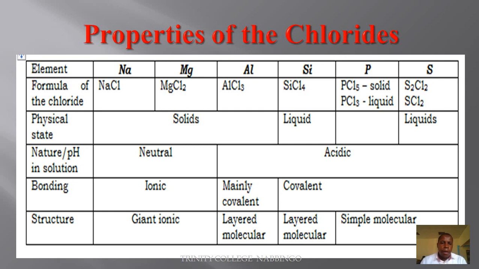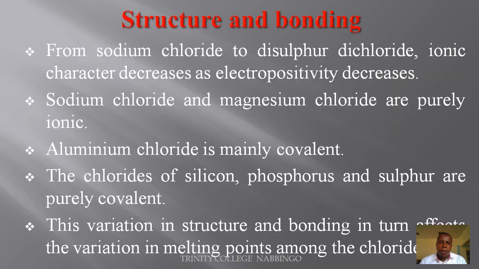Then the bonding. Sodium and magnesium form ionic bonds, whereas aluminium forms a chloride which is partially covalent and partially ionic, but it's mainly covalent. The rest of the chlorides are covalent. Then the structures: giant ionic for the first 2, then layered molecular, then molecular, and the last 2, phosphorus and sulfur, are simple molecular.